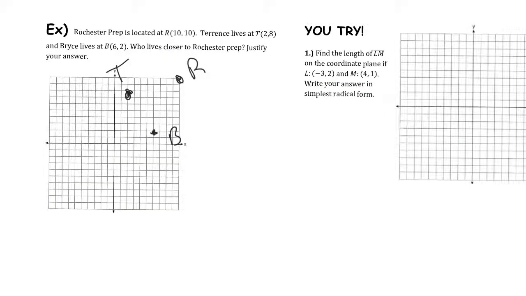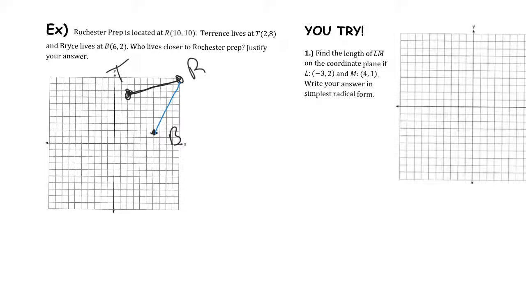So this problem states Rochester Prep is located at (10, 10), that's point R. Terrence lives at T at (2, 8), so I put that there, and Bryce lives at (6, 2). Who lives closer to Rochester Prep, and justify your answer. So there's two lines I want to find the distance of: Terrence to Rochester Prep and Bruce to Rochester Prep.